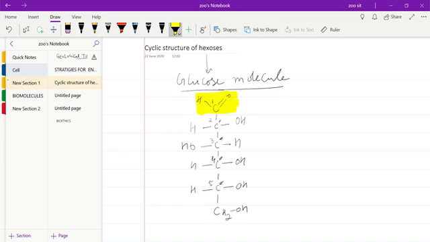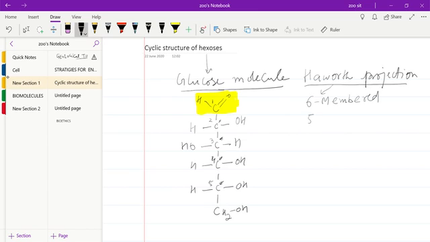Now I'm just going to talk about the Haworth projections. So we are going to understand the projections called Haworth projection formulae. These Haworth projections are depicted by a six-membered ring shaped molecule, and in some cases there can be a five-membered ring also. So Haworth projections in hexoses can be either in the form of a six-membered ring or a five-membered ring.